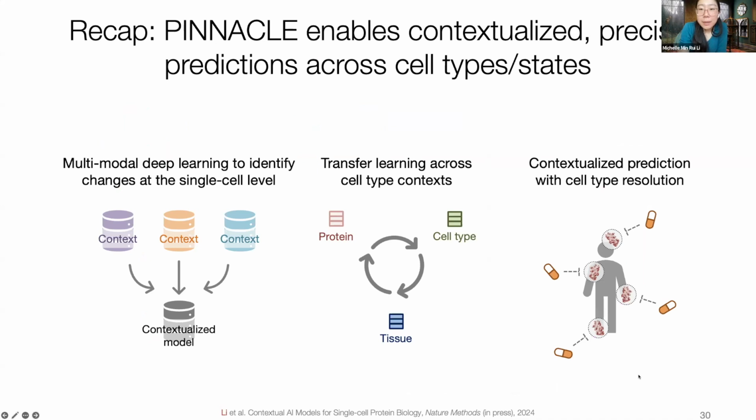So to summarize, Pinnacle's contextualized representations are contextualized based on cell type context by integrating multiple context-specific data and learning context-specific importance. It also transfers knowledge across cell type-specific networks, as well as from proteins to cell types, tissues, and so on. And altogether, this allows Pinnacle to perform diverse tasks across cell type contexts.